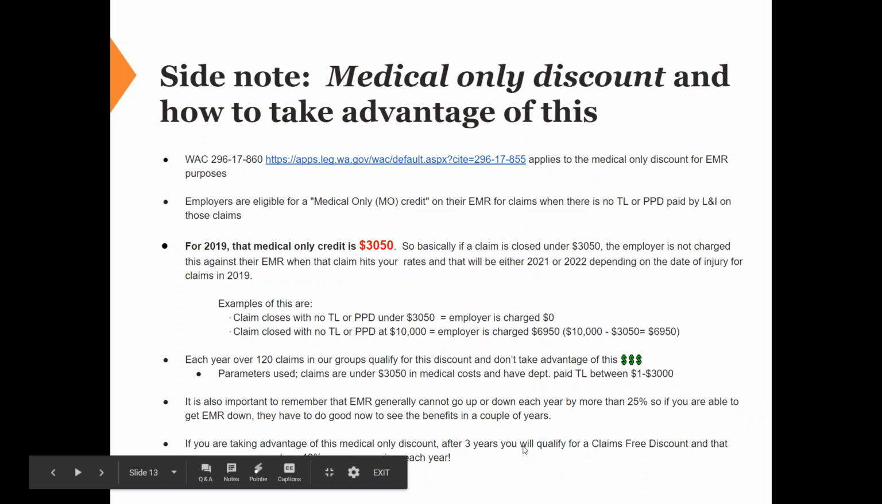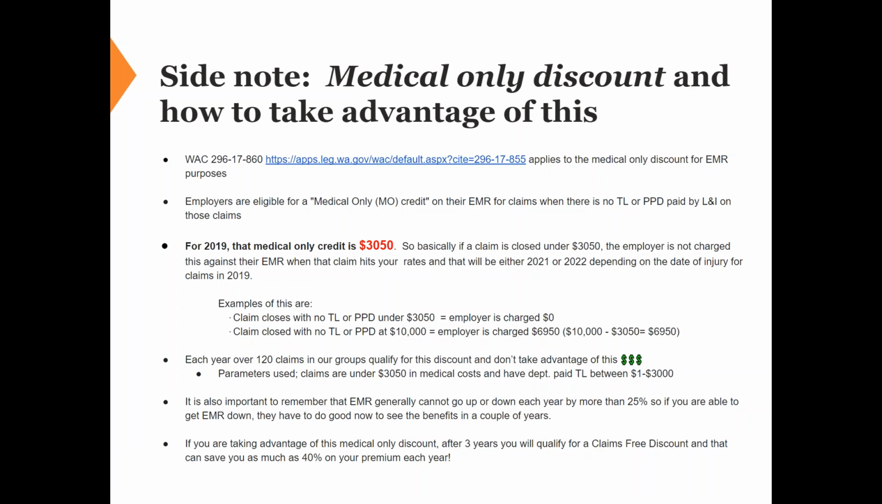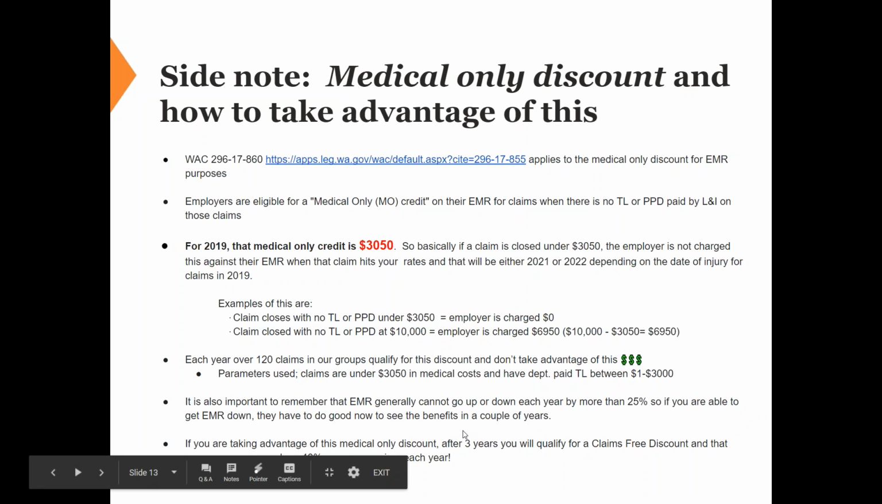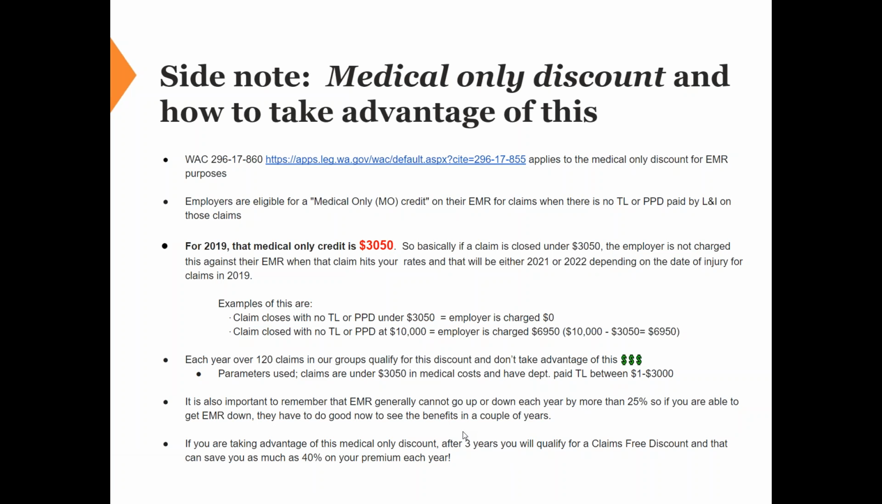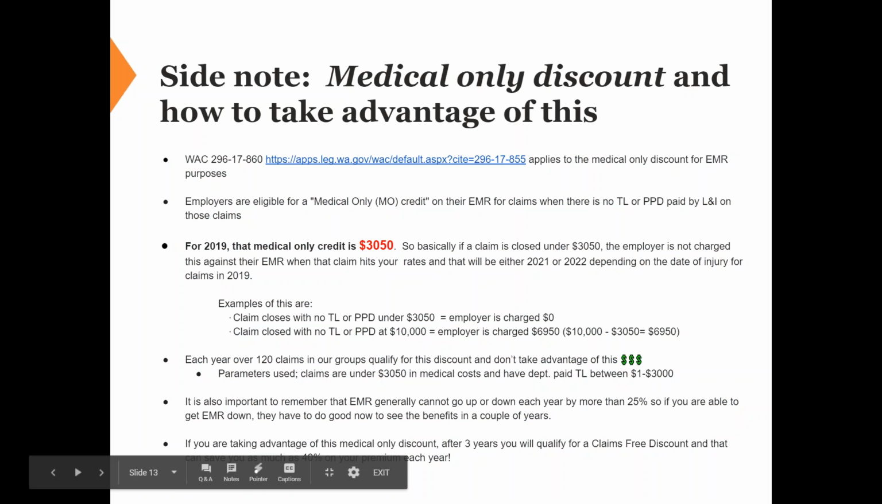It's also important to remember that your experience modification rate generally cannot go up more than 25% each year. I say that generally because there are exceptions to that. But when you're looking at getting your experience modification rate down, you always want to remember it can only go up or down by 25%. But a claim could hit your experience factor 3 different times, and you could get a 25% increase each time that claim is captured, because you get captured on that for 3 years.